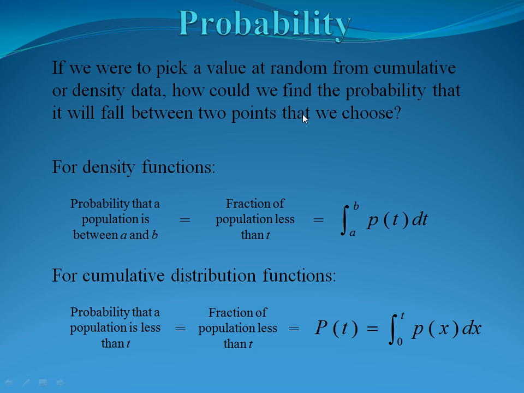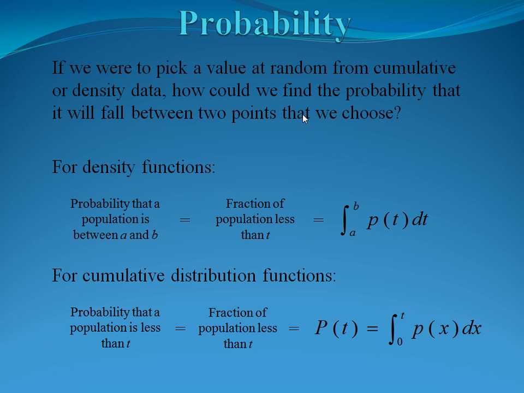So if we were to pick a value at random from a cumulative function, how could we find the probability that it'll fall between 2 points that we choose? Well, if you start with a PDF, then the probability that a population is between A and B is going to be the area under the curve from A to B. We did this in the last section, mostly approximating with graphs. So again, with the density function, you're looking for the area under the curve between these 2 points.